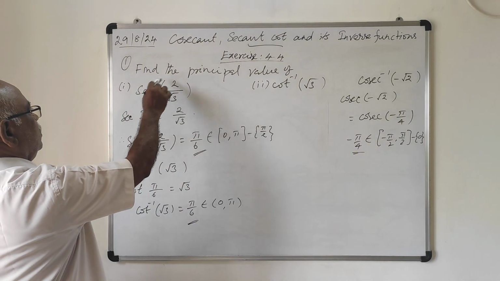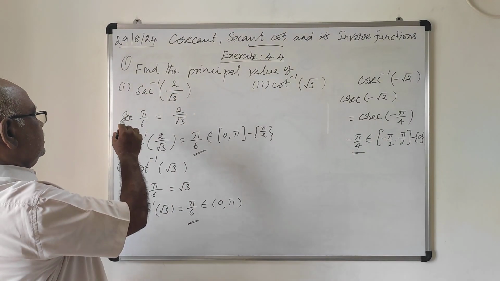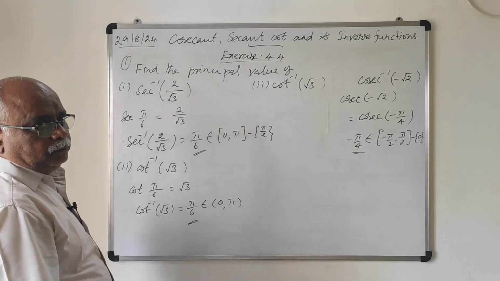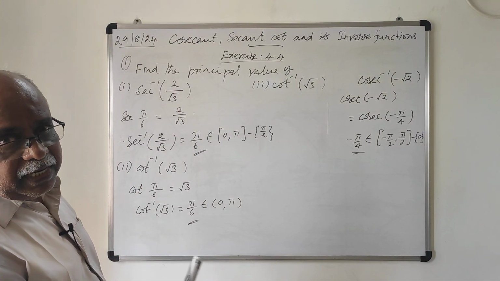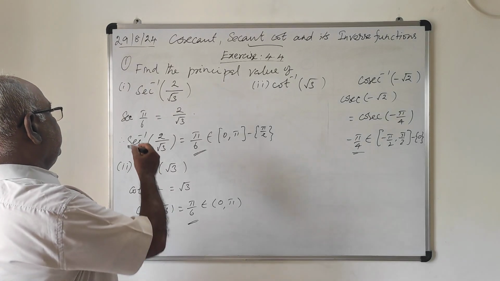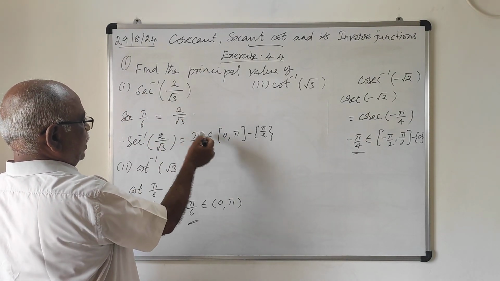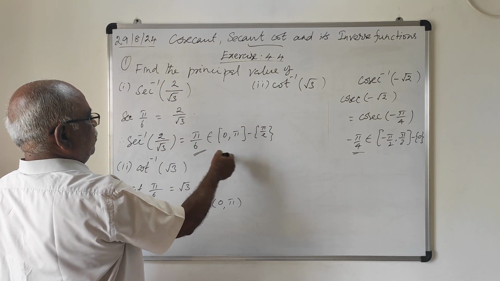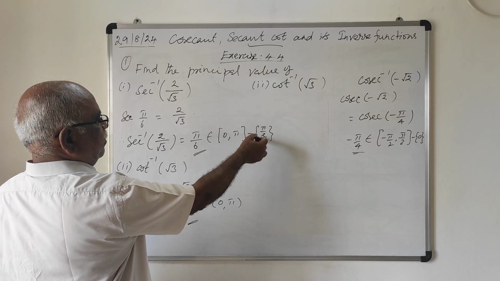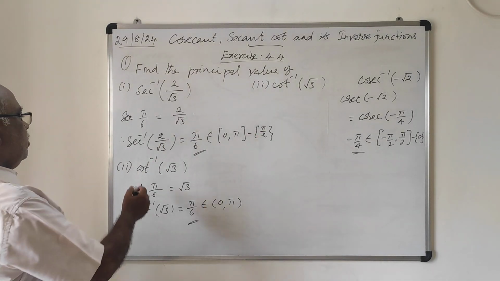First one is secant inverse of 2 by root 3. You know, secant 30 is 2 by root 3, because cos 30 is root 3 by 2. Therefore, the reciprocal of cos 30, that is secant pi by 6, is 2 by root 3. Therefore, secant inverse 2 by root 3 is pi by 6, which is in the interval 0 to pi minus pi by 2, the domain.